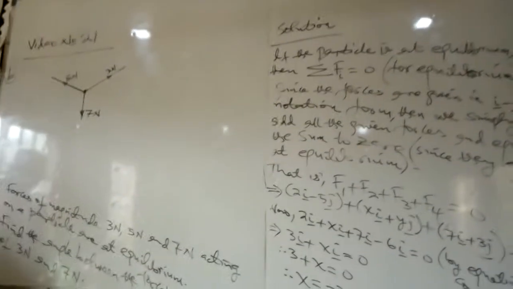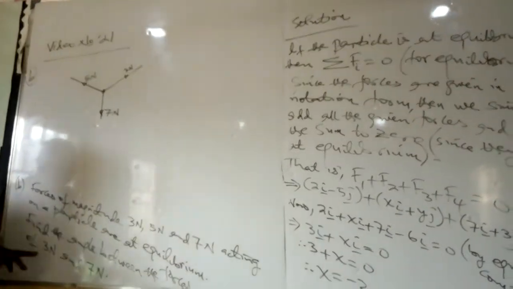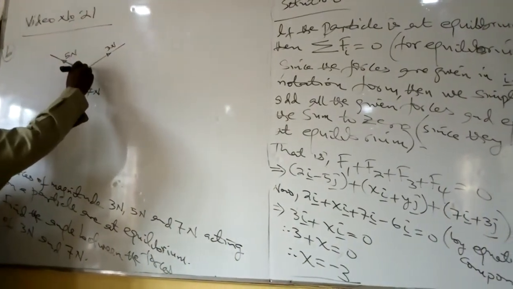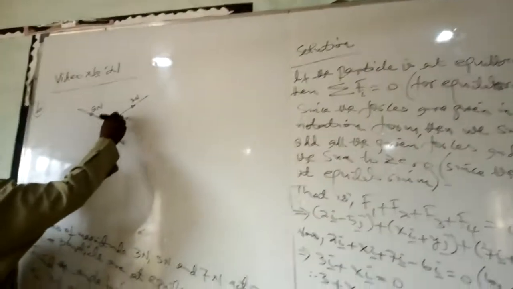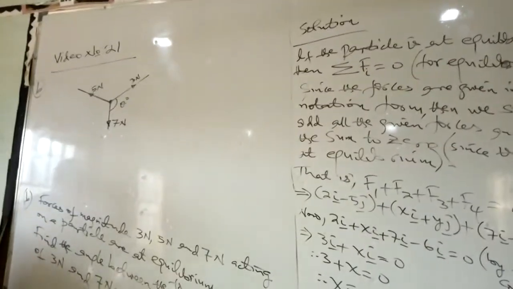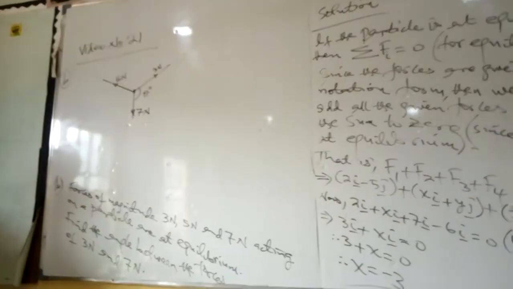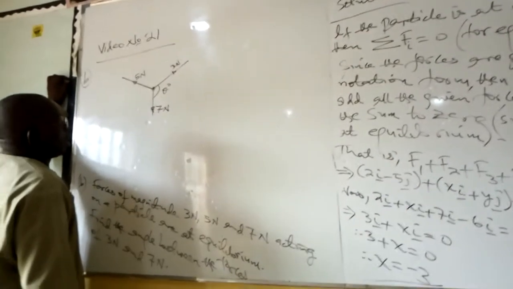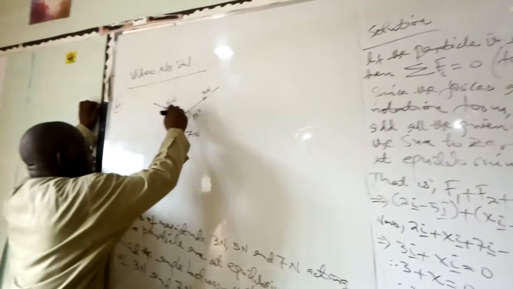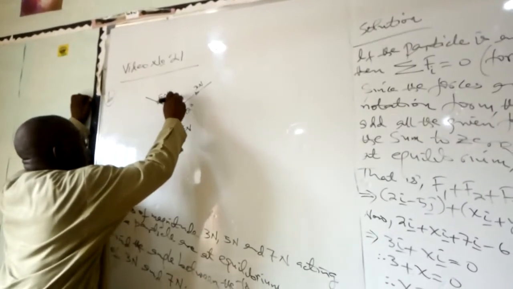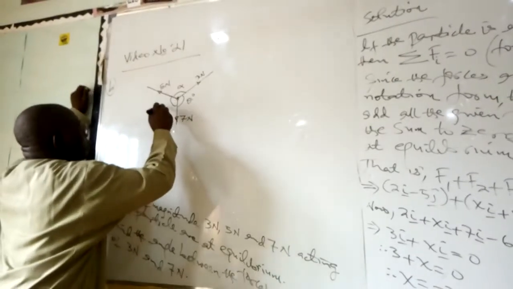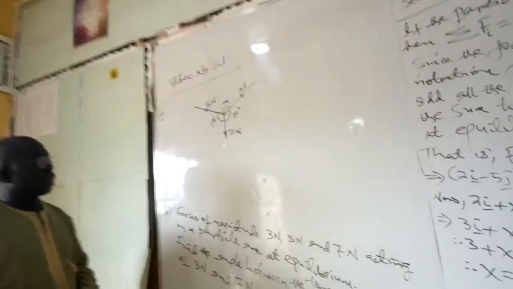So the question now is, we should find the angle between the 3 Newton and 7 Newton. The angle required is this angle. Let it be theta degrees. We have to find that. That's what the question is asking for. So, now, let this one be alpha, and let that angle be beta.